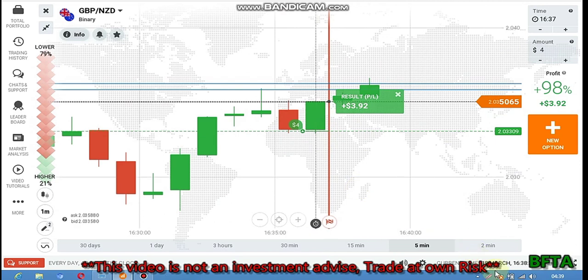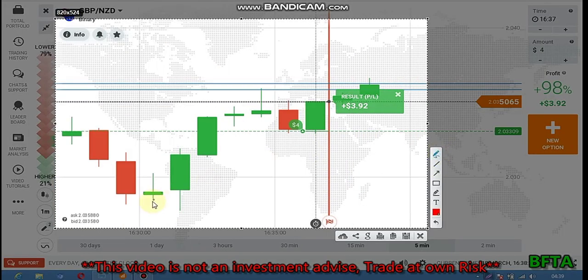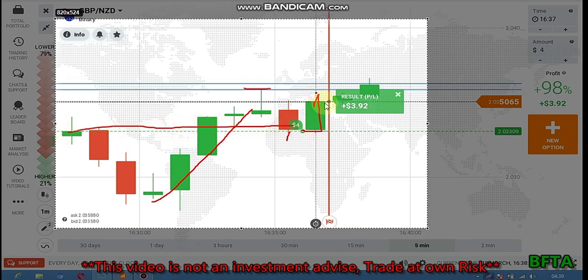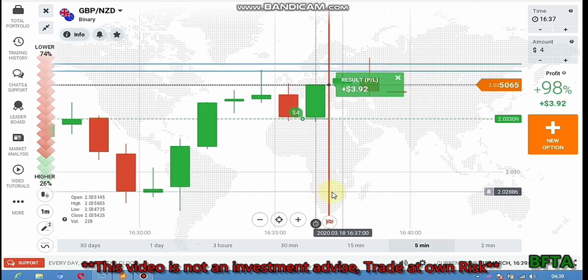And here I place call option because of this strong bullish movement and a new high and a rejection from buyers from this level. So from here the buyers will form a bullish candle. That's why I place a call option. Okay, this same way you can place your trade with confidence.